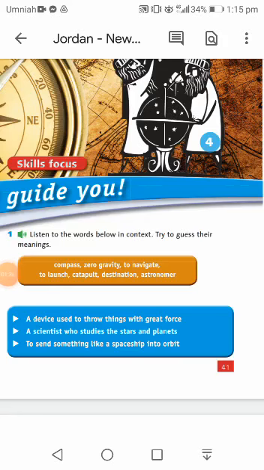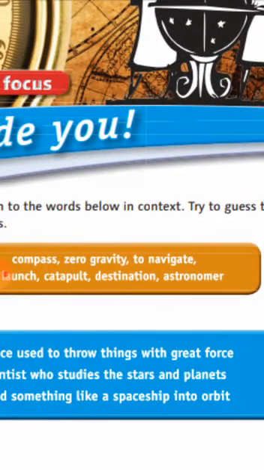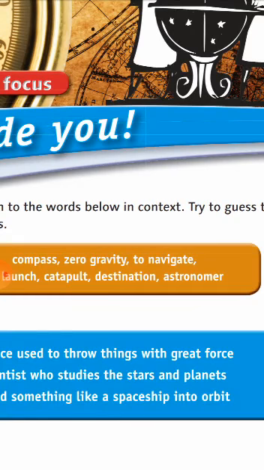Number 1, compass. He used a compass to find out which way north was. So what's the meaning of compass? Compass is an instrument that's used to show direction. Okay? Number 2, zero gravity. In space, you can float because of zero gravity. What's the meaning of zero gravity? Zero gravity means there is no force of gravity in action.